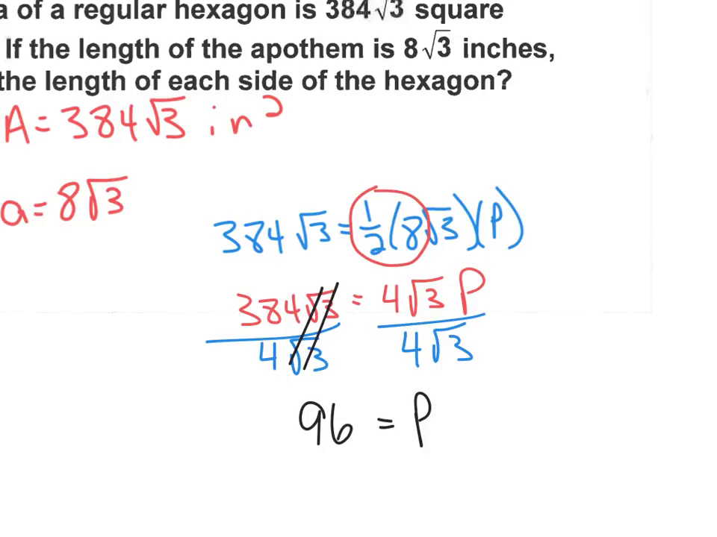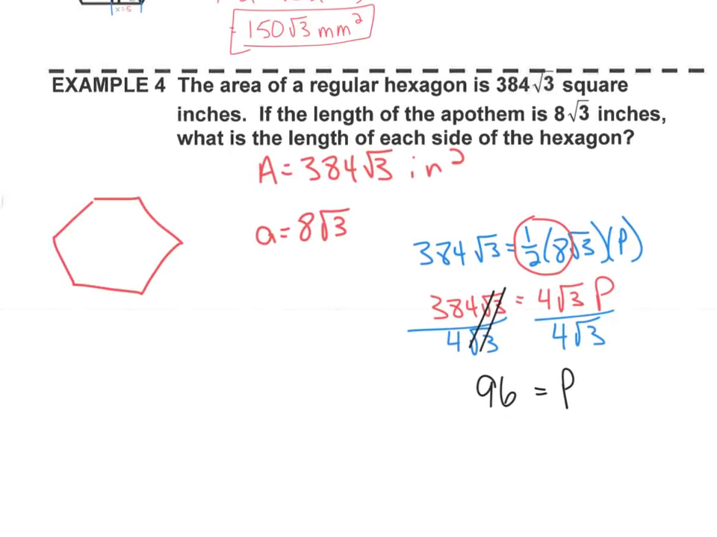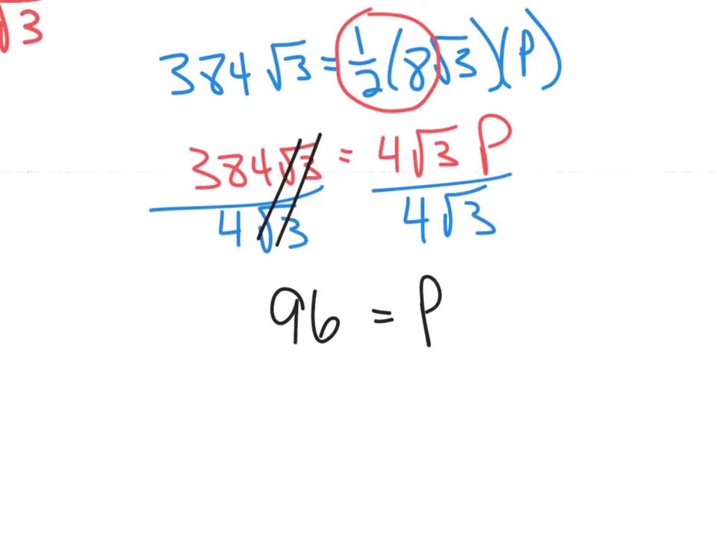So the perimeter is 96, but guys, it didn't ask for the perimeter. It asked for the length of each side. Since there are 6 sides, I divide that by 6, and I get that each side is actually 16 inches.